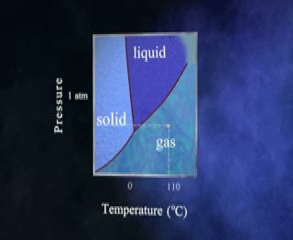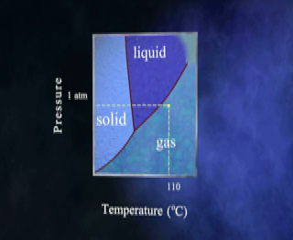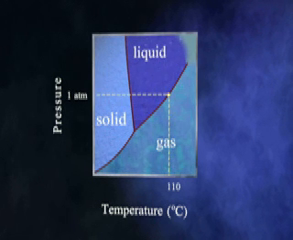If the pressure is increased on a sample of water vapor at 110 degrees Celsius, it will condense as it crosses the gas-liquid phase boundary.